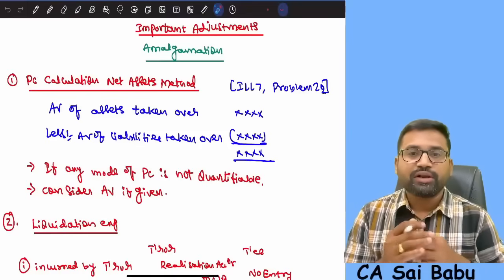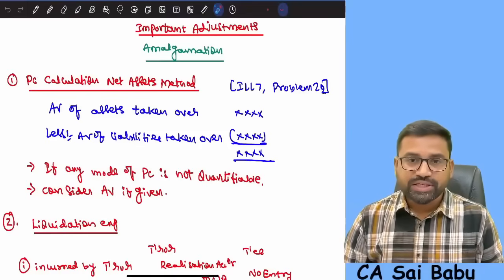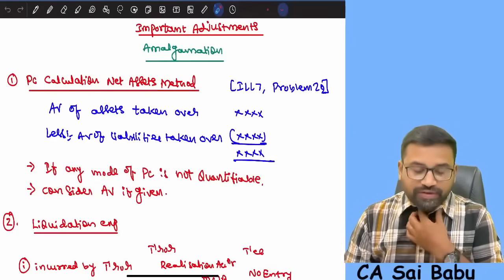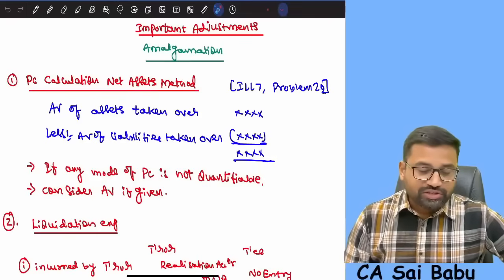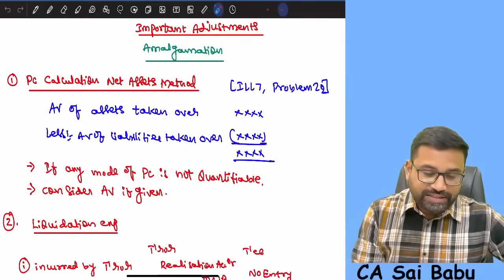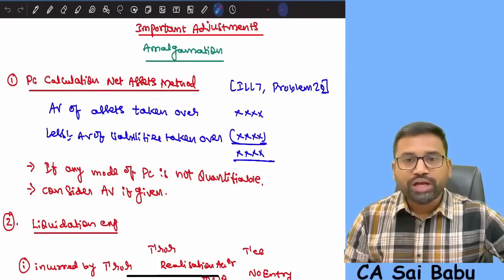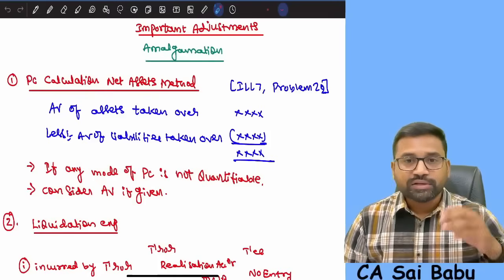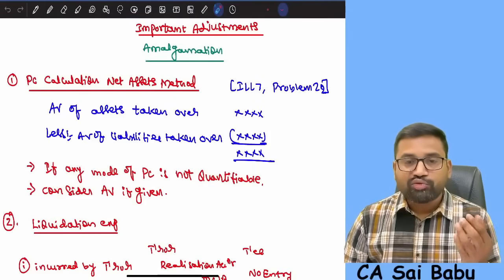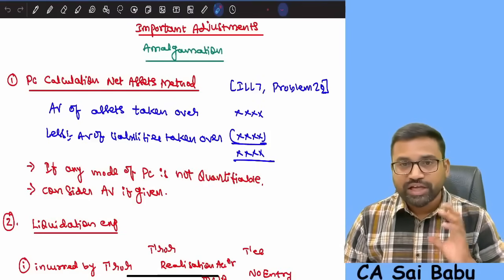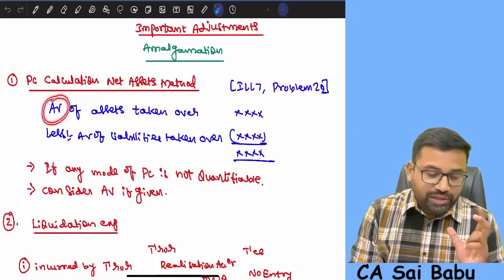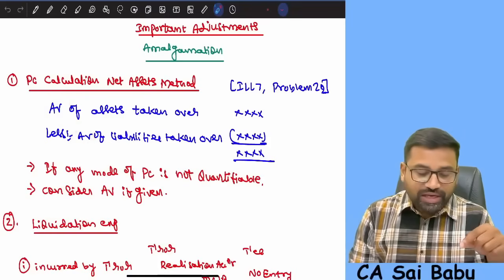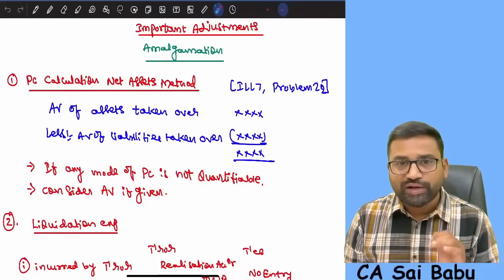Now let us cover important adjustments from the amalgamation chapter, sir. The first important adjustment is calculation of PC, especially under the net assets method. How to calculate PC under the net assets method? Agreed value of assets taken over minus agreed value of liabilities taken over. Agreed value is the important thing, sir. If agreed value is not given, then we may consider book value.